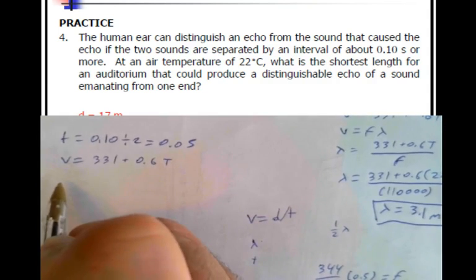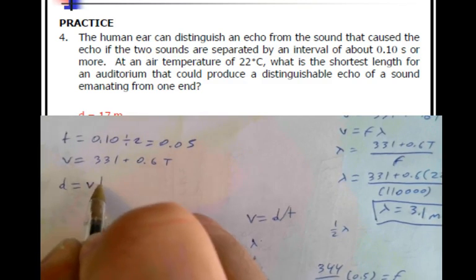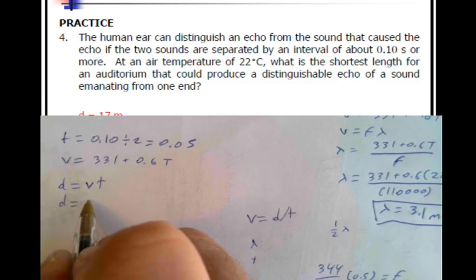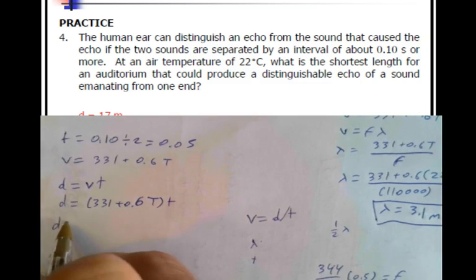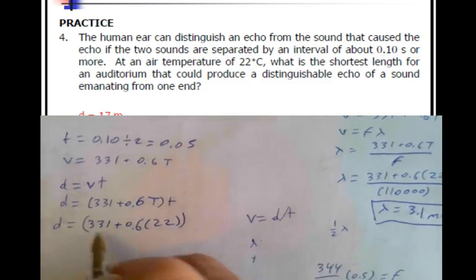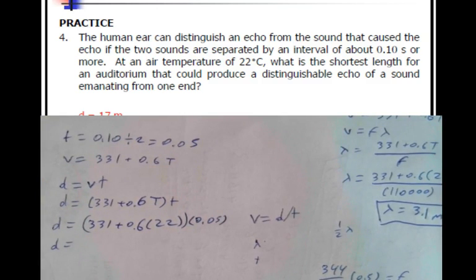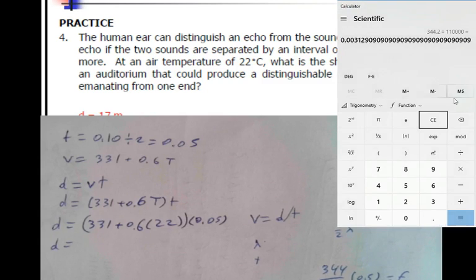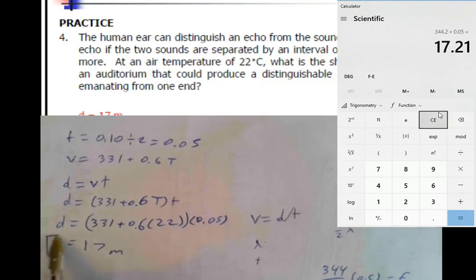And in order to hear the echo, we need to determine what's the smallest possible distance. So it's D equals VT. So let's substitute in V, which is 331 plus 0.6 T, times the other T. 331 plus 0.6 times 22, times 0.05. And let's pull up the calculator and see what we have here. 331 plus 0.6 times 22. Multiply this by 0.05. And we get 17.21, or rounding for significant digits, we have a 17-meter long auditorium.